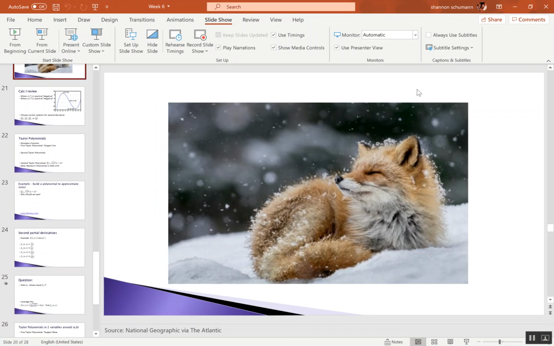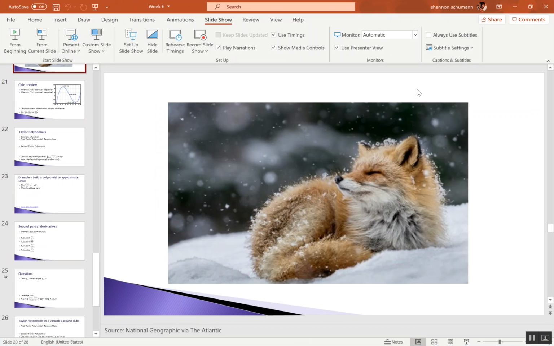Here's a beautiful little snow fox. It's starting to cool down in Phoenix, and so we'll pretend that we're in the snow for a little bit.